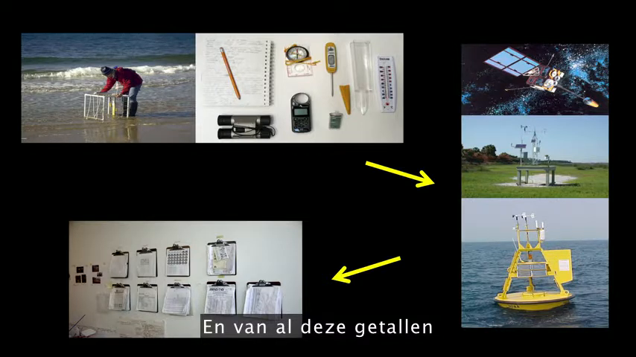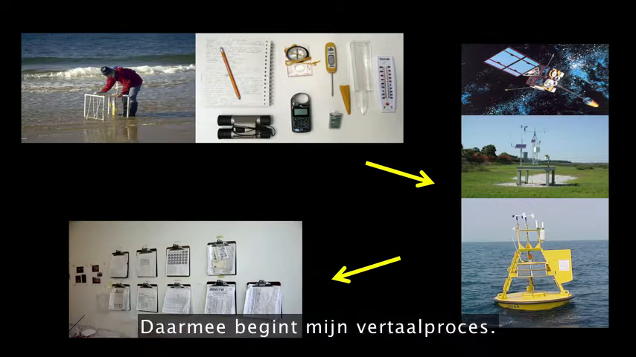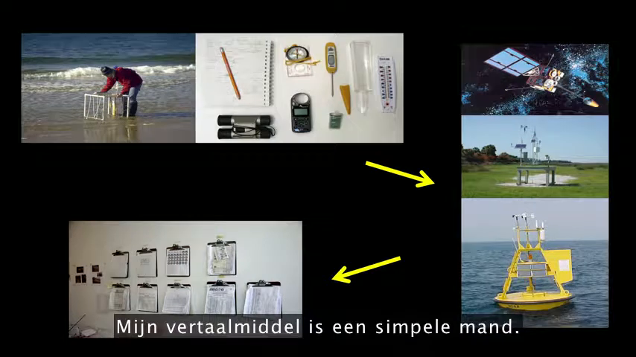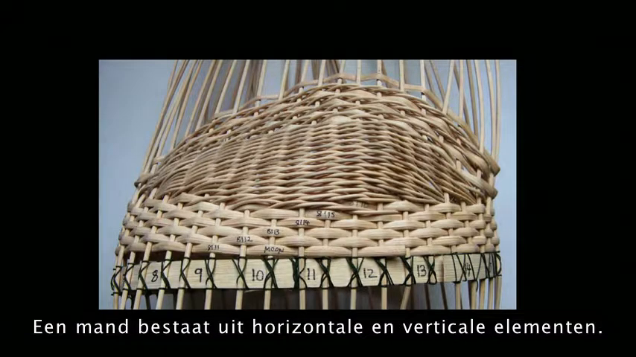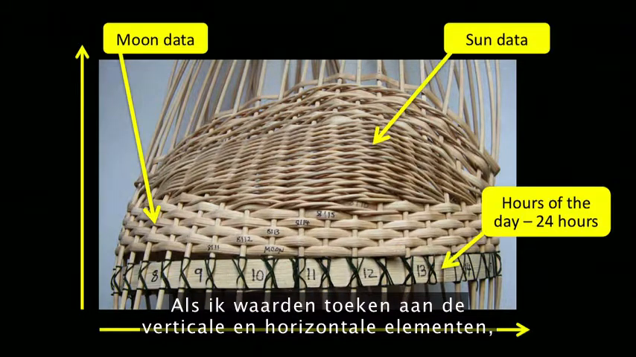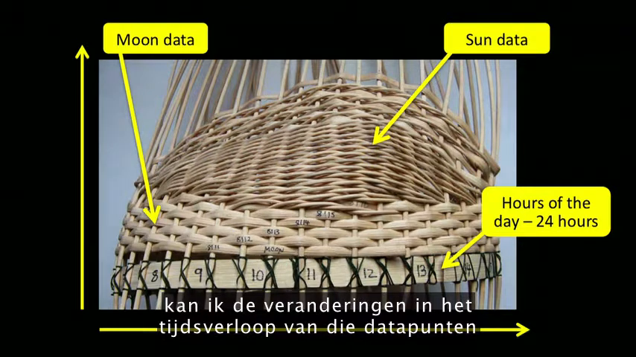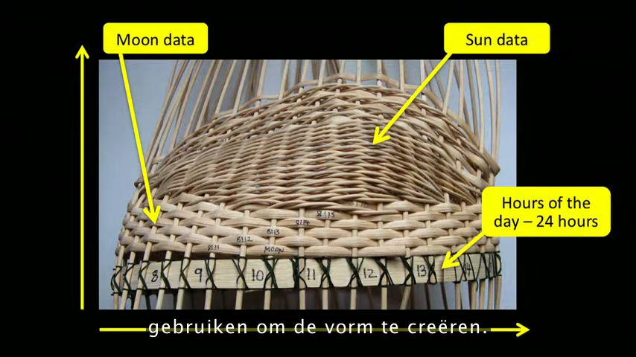And from all of these numbers, I start with only 2 or 3 variables. That begins my translation process. My translation medium is a very simple basket. A basket is made up of horizontal and vertical elements. When I assign values to the horizontal and vertical elements, I can use the changes of those data points over time to create the form.